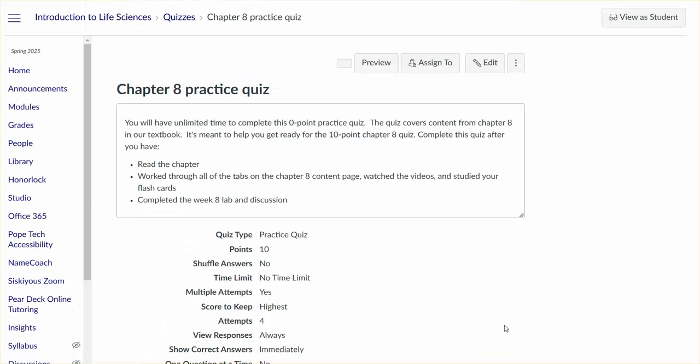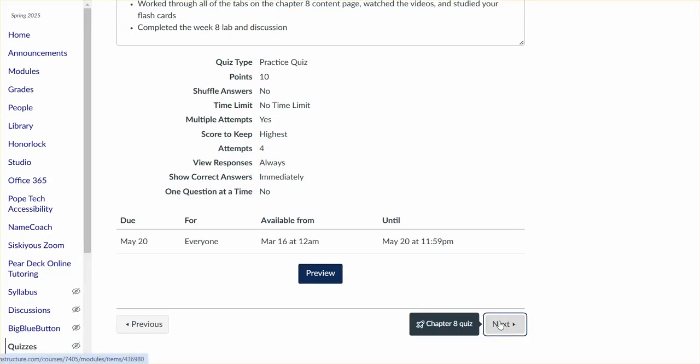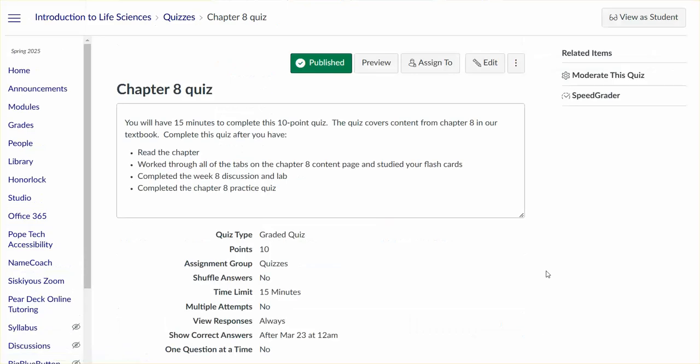There are 2 quizzes. One of them is a 0-point practice quiz, and that's meant to help you get ready for the 10-point graded quiz over chapter 8 content. And that is all. That is in the week 8 module.